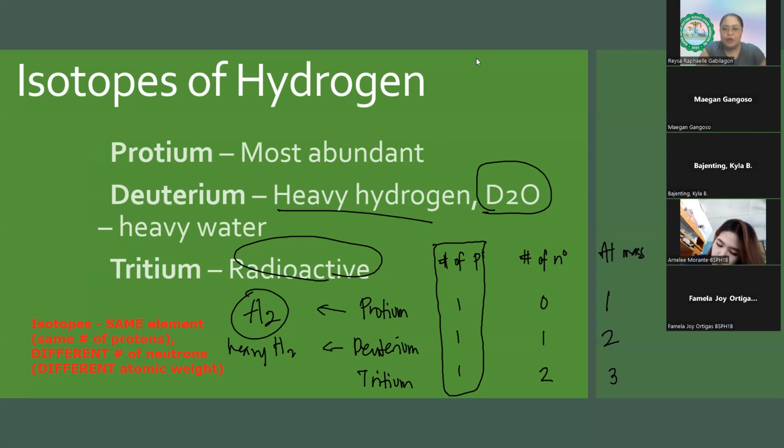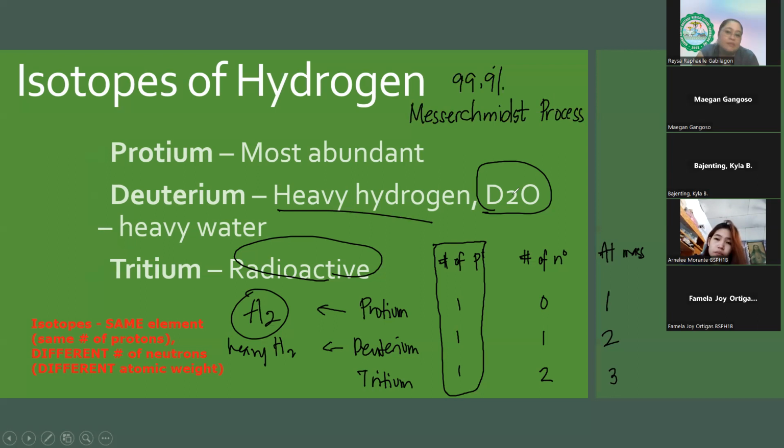If we want to obtain 99.9% pure hydrogen, the process is this one. Let me write it on the screen because it is a bit long. This is the process. Okay, method means process. That's the process we use to obtain very pure hydrogen, 99.9%. Okay, you may copy that one.